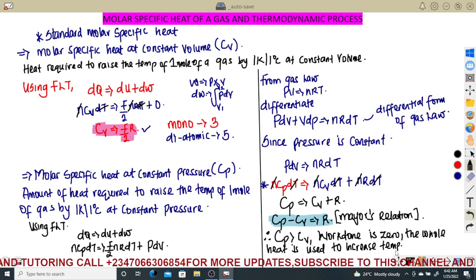So what I'm saying here is that we know that Cp equals Cv plus R. We can also conclude this is not the end of our derivation, but this particular formula is important. Like I said, it is called Mayer's relation. So in continuation to that, let me continue from the next slide.